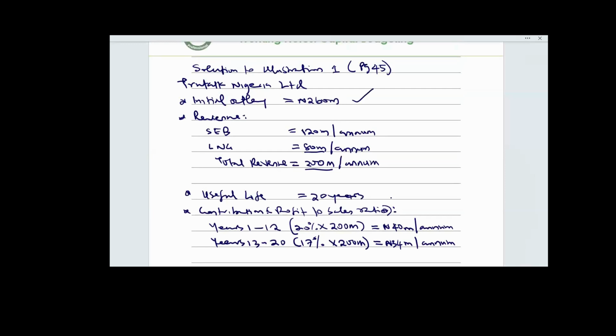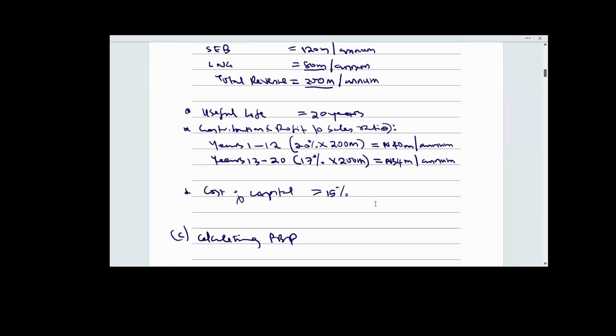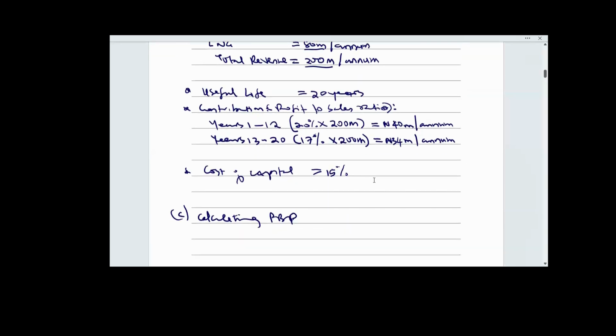When you look at the cash flow given to us, the cash outflow, the initial outlay, is 260 million. The cash inflow is constant for years 1 to 12 at 40 million naira, and years 13 to 20 at 34 million naira per annum. Okay, so if this is the case, our cash flow of years 1 to 12 is constant at 40 million.